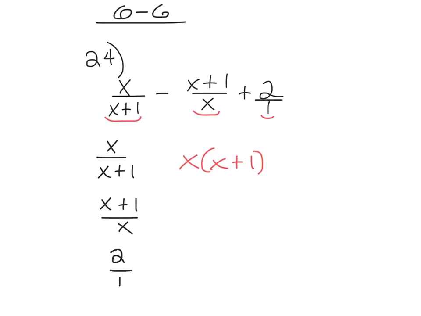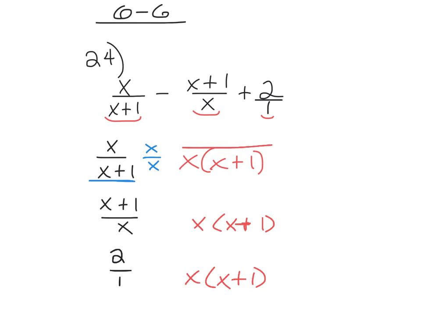I'm going to go ahead and write next to each fraction the common denominator. And then I'm going to take a look at what's in the current denominator to see what's missing. So for the first one, I can see that it's missing x. So I'm going to multiply the top and the bottom by x, giving me a new numerator of x squared. In my second fraction, I can see it's missing the x plus 1 in the denominator. So I'm going to multiply that to the top and the bottom.